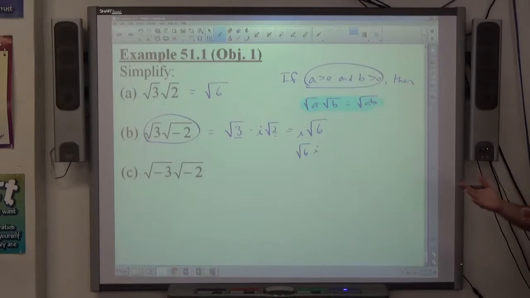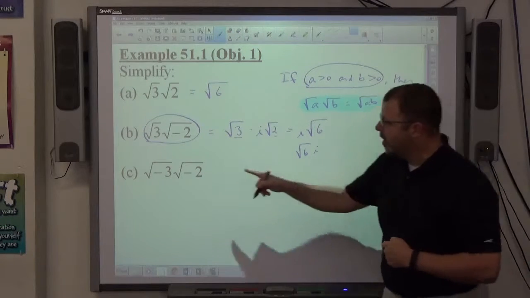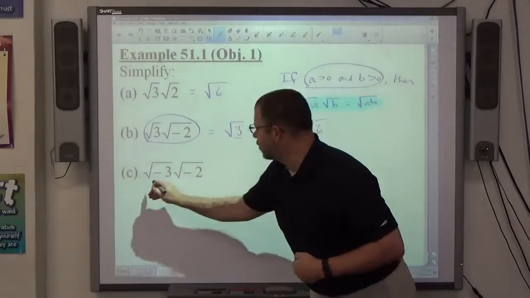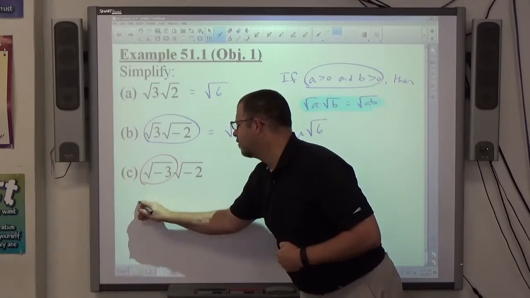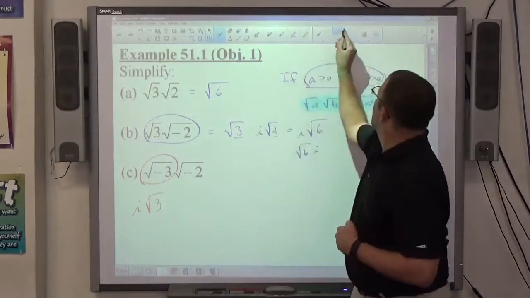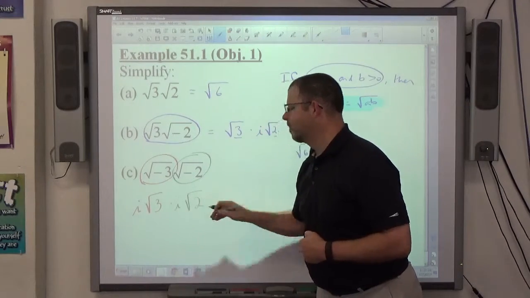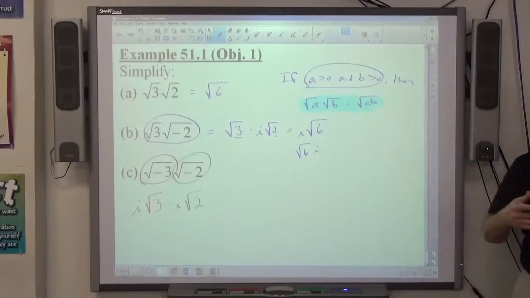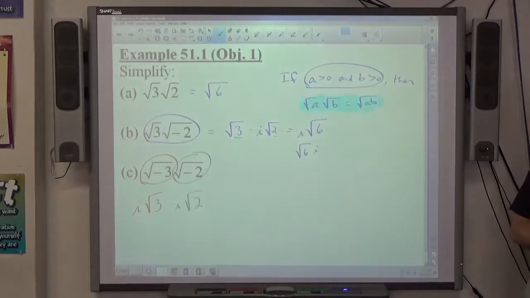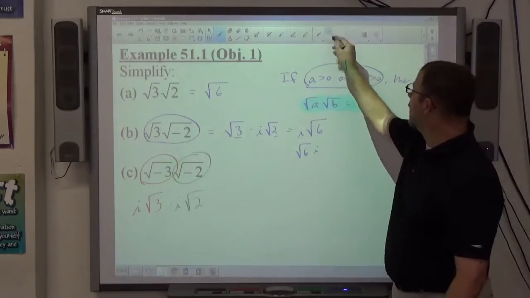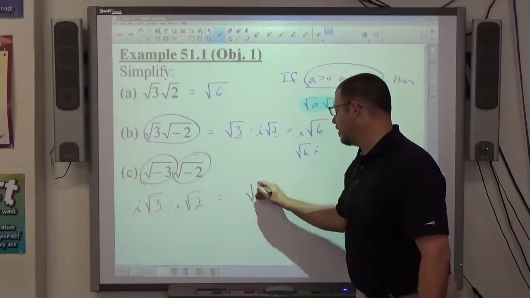The last problem, same issue. Both numbers are negative, right? So first thing I need to deal with is this is the square root of negative 3, which is I times the square root of 3. And this is the square root of negative 2, which is I times the square root of 2. And at this point, once I get them both to positive radicands, the 2 and the 3 are both positive numbers, now I'm allowed to use this rule again, so I get the square root of 6.